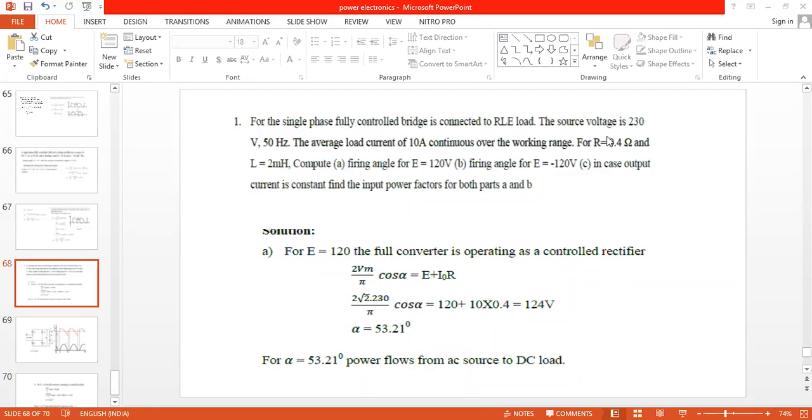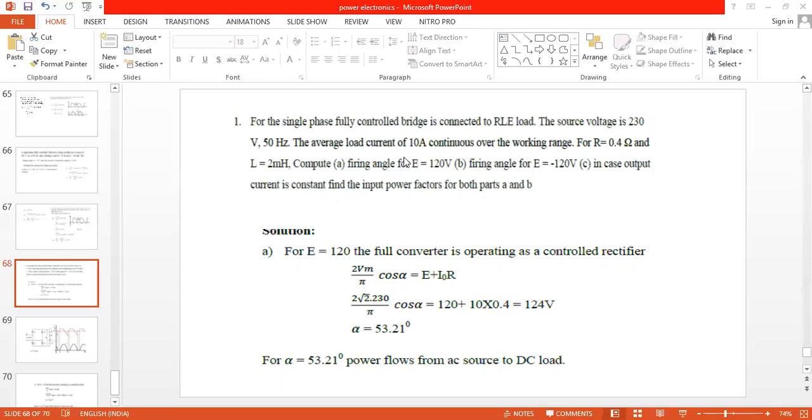So what is the formula? Vrms equal to how much? 230 volts, and they have given the current I equal to 10 amperes. In all the problems we have continuous current only. Beta is equal to pi plus alpha. This is inductor load. Calculate the firing angle for E, where E means the back EMF of the motor.